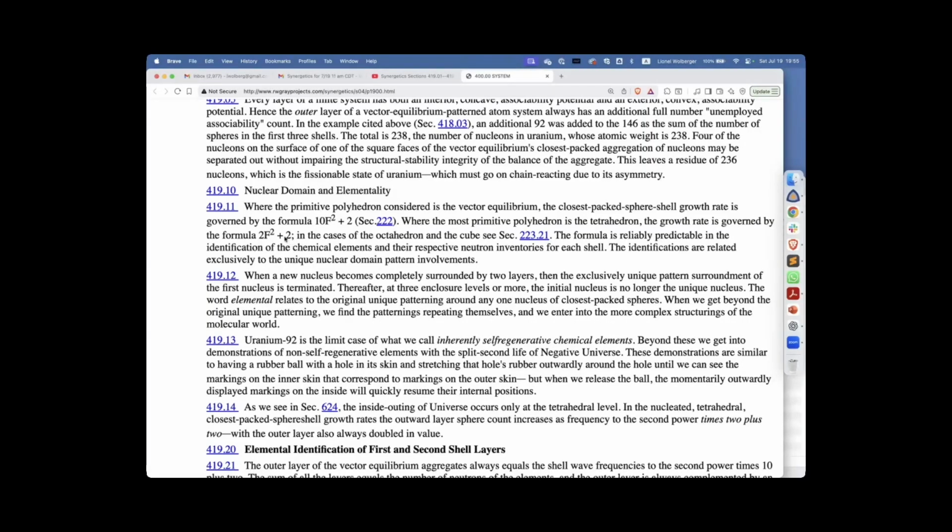So if you go to a 2 or 3 frequency tetrahedron, then you would put that frequency to the second power. So I guess 3 to the second power is 9, 2 times 9 is 18 plus 2, and it would take 20 balls to make a tetrahedron. The formula is reliably predictable in the identification of the chemical elements and their respective neutron inventories for each shell. The identifications are related exclusively to the unique nuclear domain pattern involvements.